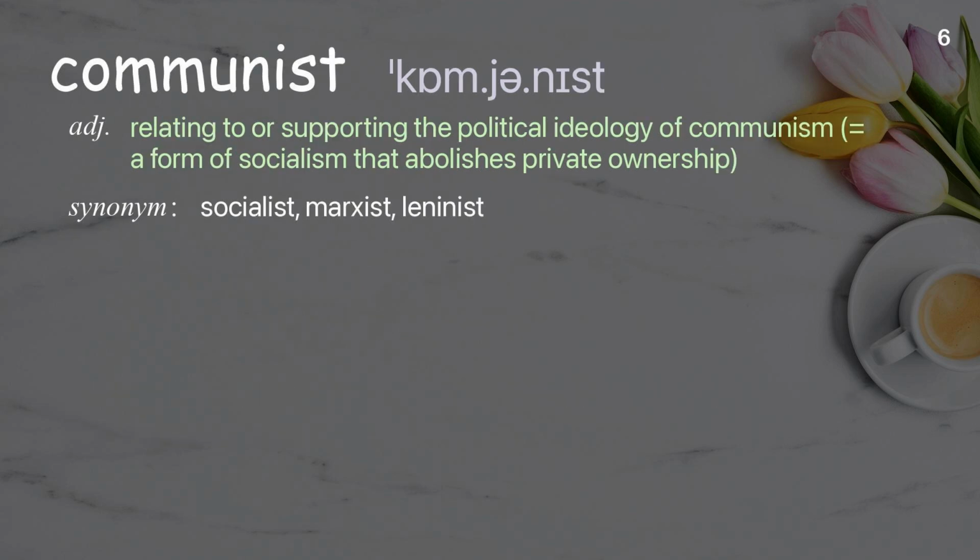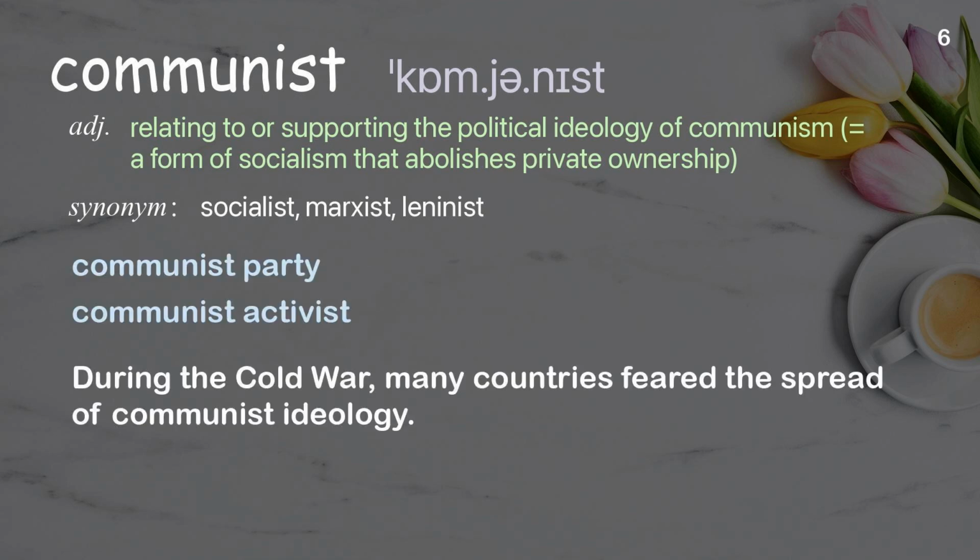Communist. Relating to or supporting the political ideology of communism, equals a form of socialism that abolishes private ownership. Examples: Communist Party. Communist activist. During the Cold War, many countries feared the spread of communist ideology.